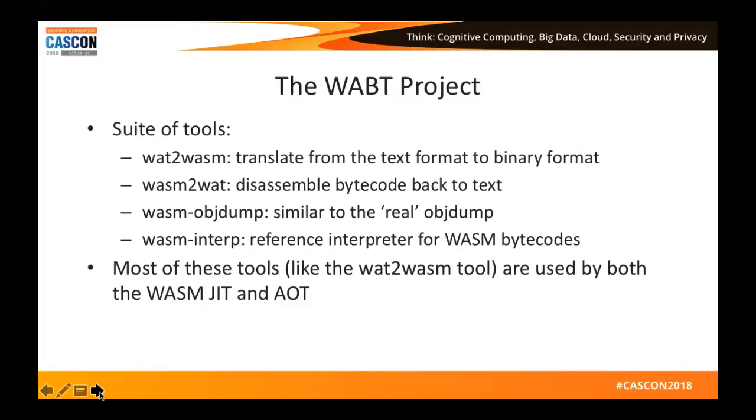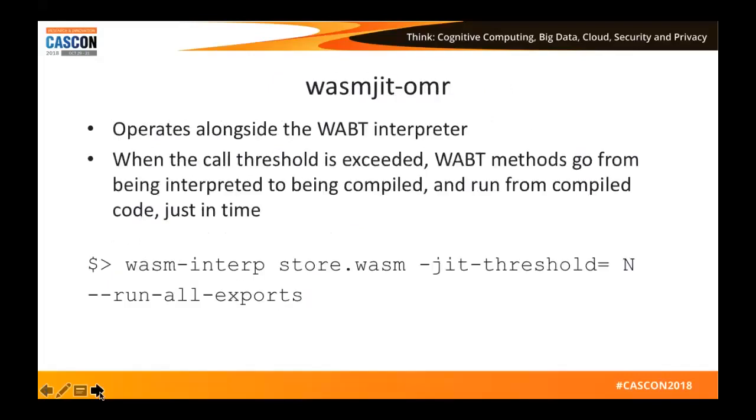If you were to take a WASM program compiled to bytecode called store.wasm and run it with the interpreter with a JIT threshold of large N, a positive integer, each function will run interpreted at first for the first n minus 1 runs. When you get to the nth run, you JIT compile the function, and from that point forward, you're running the compiled code.